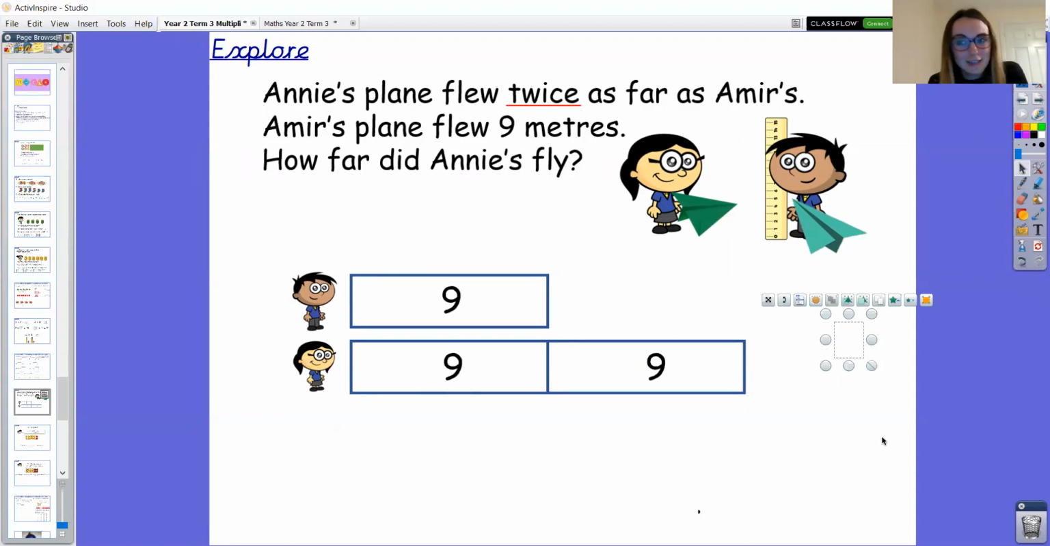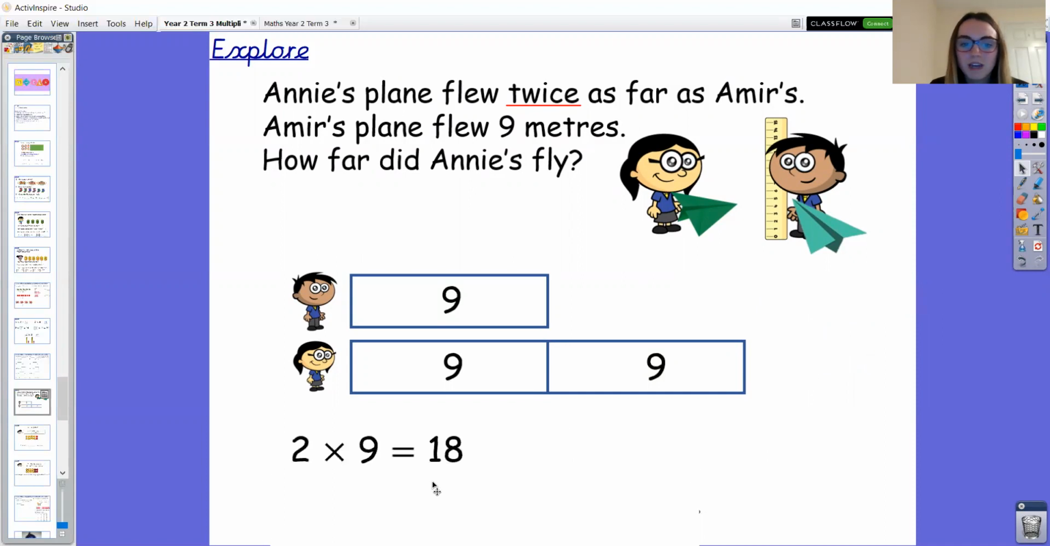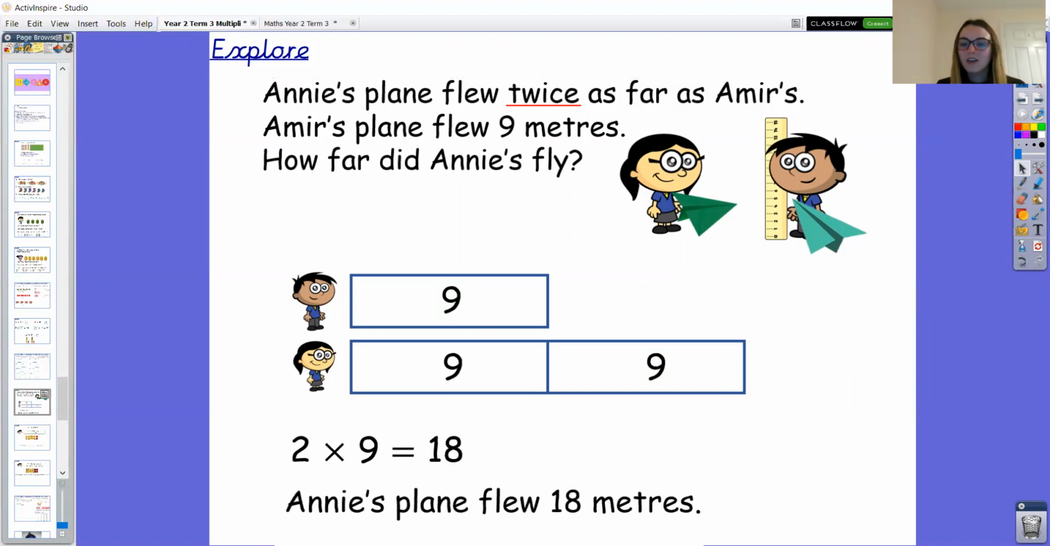So thinking about our Learn Its, this is another one of our facts. 9 add 9. I'm going to give you some thinking time before I ask you to answer and recall really speedy. What is the total of 9 add 9? Well done, the total was 18. So Annie's plane flew 18 meters. Wow. So if we were to write this as a multiplication, what would it look like? Please pause the video here and either say or write it. Well done, Year 2. So it'd be 2 times 9 equals 18. And Annie's plane flew 18 meters. Well done.